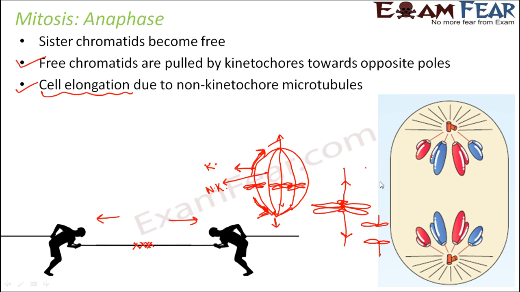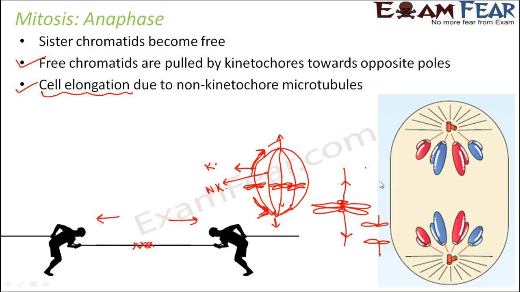So I hope the concept is clear. There are two types of microtubules which form the spindle fibers. One which are connected to kinetochore, that is kinetochore microtubule. Because of the kinetochore microtubules, the sister chromatids get separated and they move towards opposite poles. The second type of microtubule is the non-kinetochore microtubule, which are not connected to any kinetochore.